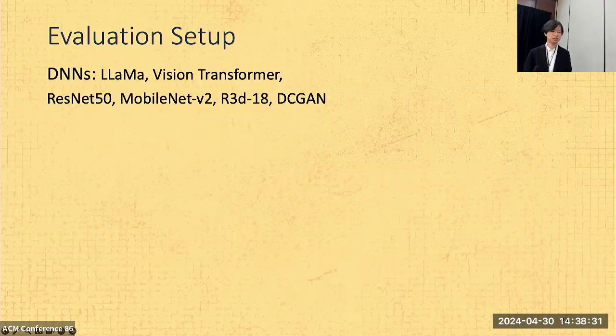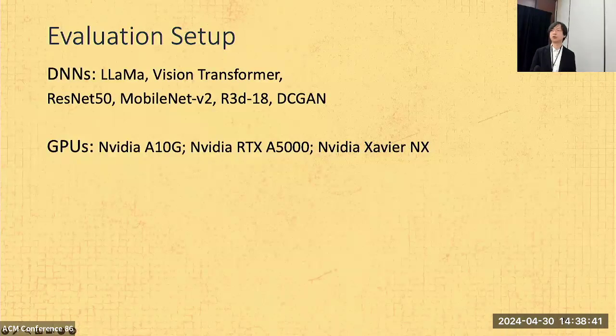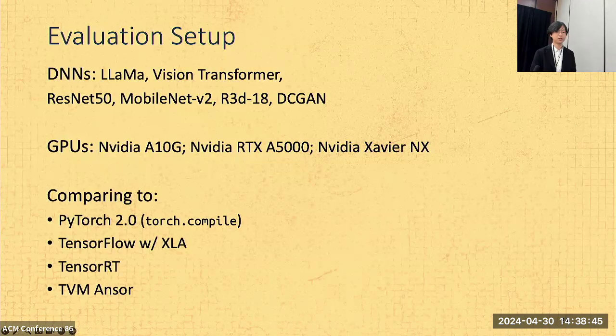We evaluate Felix on Llama, a large language model, vision transformer, as well as a number of CNNs, convolutional neural networks. We run Felix for three GPU, three hardware setups. And we compare Felix against PyTorch 2.0, TensorFlow, TensorRT. These are deep learning frameworks, as well as TVM Ansor, that is a tensor compiler with auto-tuning capability.